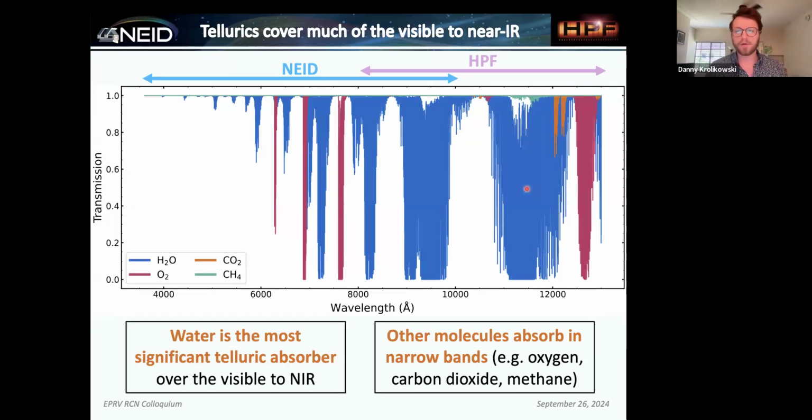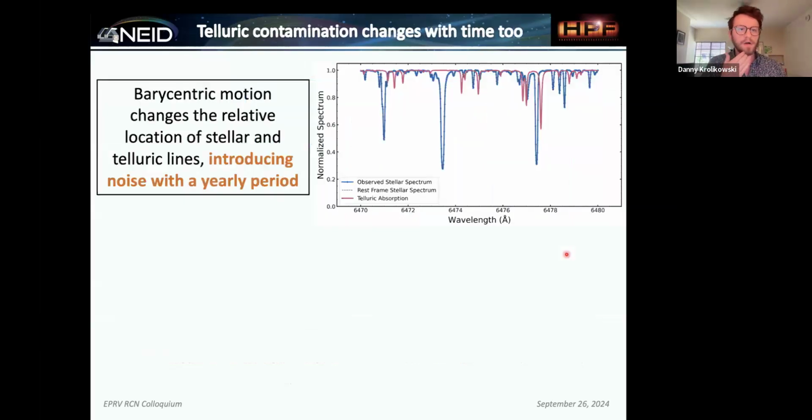But I think it's also important to note, particularly for our purposes in EPRV, that this is not just a static contamination. It is not just that you are losing a bunch of your spectral grasp, but that this effect is also temporal. And one reason is because of barycentric motion. The relative location of stellar lines, here in an example spectrum shown in blue, compared to telluric lines in red will change over the year as Earth moves in its orbit.